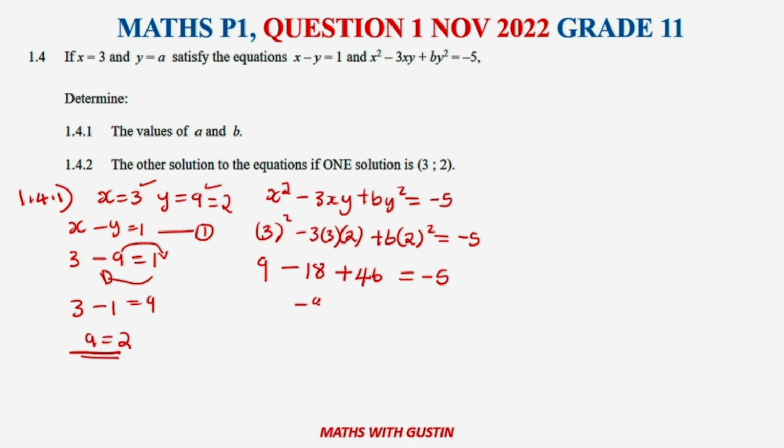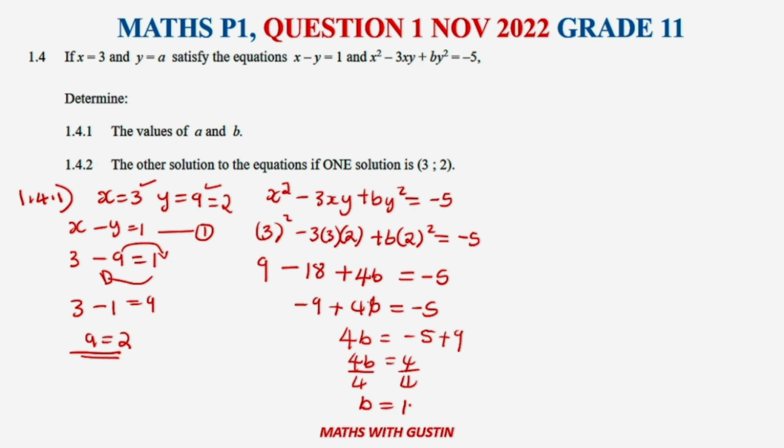Then we're going to take the 9 that side. Negative 5, take the 9 that side, we are going to be left with 4b this side. It is going to be negative 5 plus 9, which is going to give us 4b is equal to 4. Divide everything by 4 on both sides, therefore b is equal to 1.